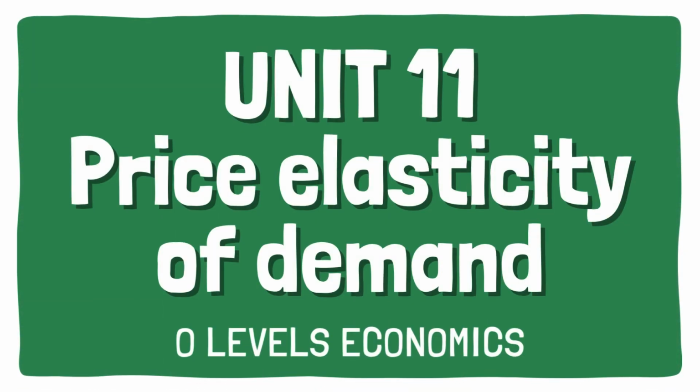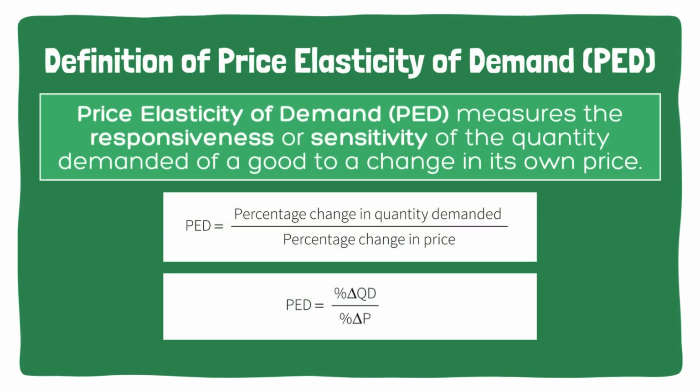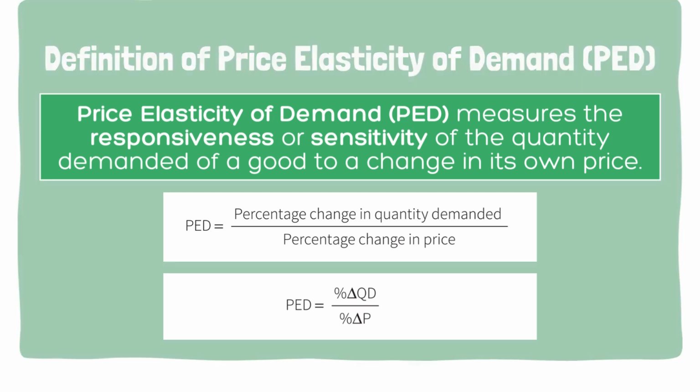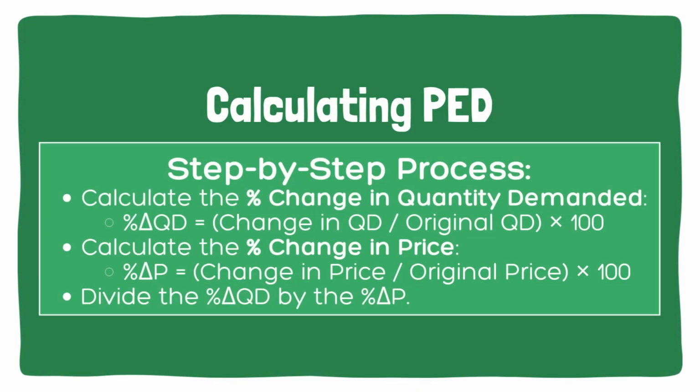Welcome to OLevels Economics Unit 11, Price Elasticity of Demand. Price elasticity of demand measures how much the quantity demanded of a product changes when its price changes. It is calculated using the formula PED equals the percentage change in quantity demanded divided by the percentage change in price. To find PED, we must first calculate the percentage changes in demand and price.